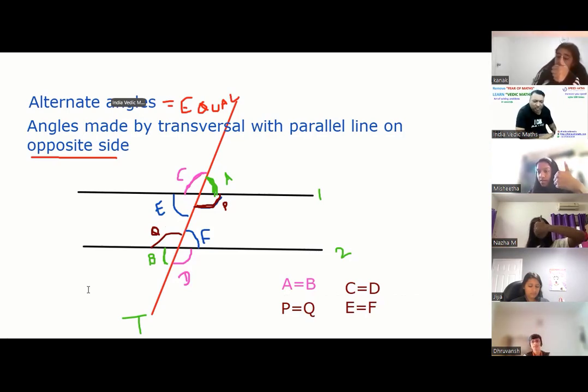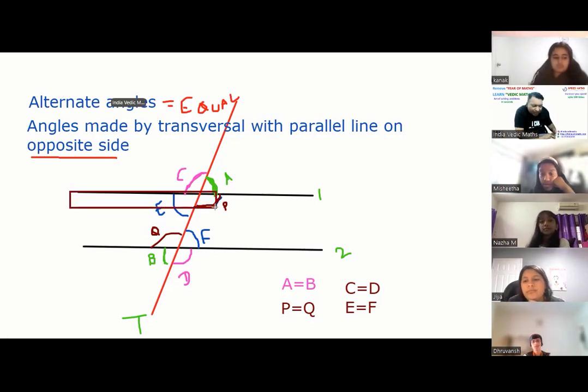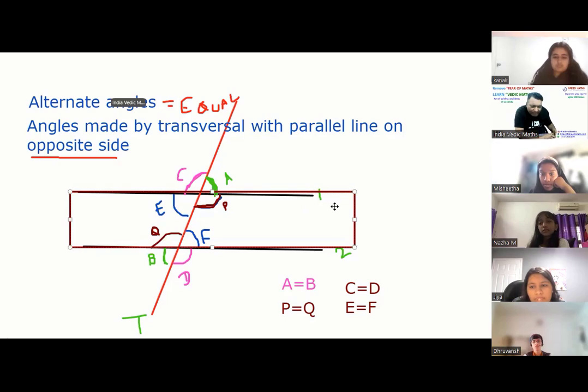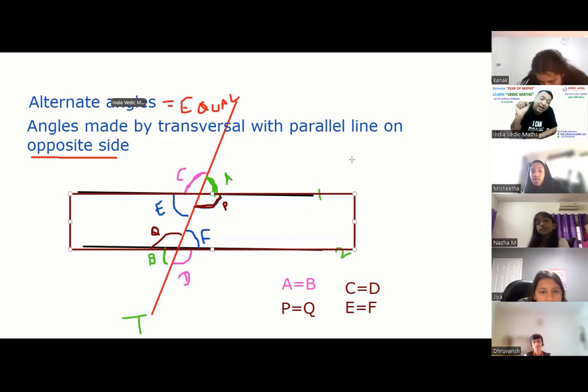Before we close, sometimes we also call them interior and exterior. Okay, nice. You know what? Think of it like a box. Which angles are inside the box? E and F and P and Q, right? Yes. You call them interior alternate angles.